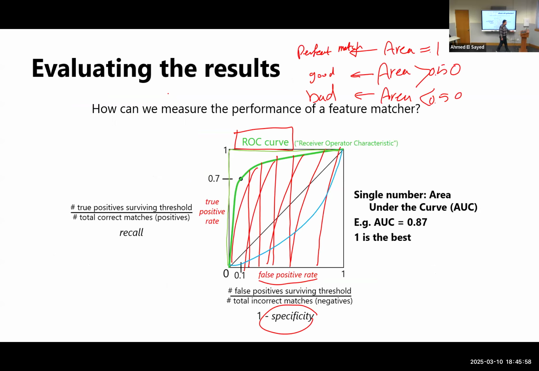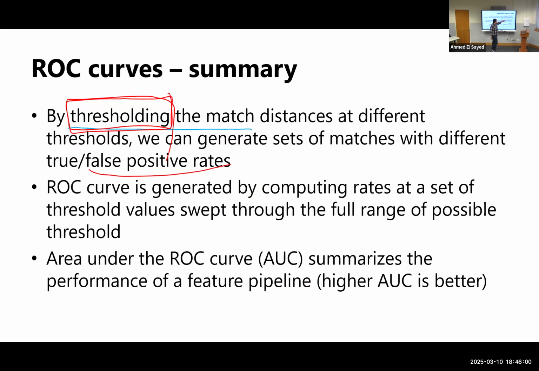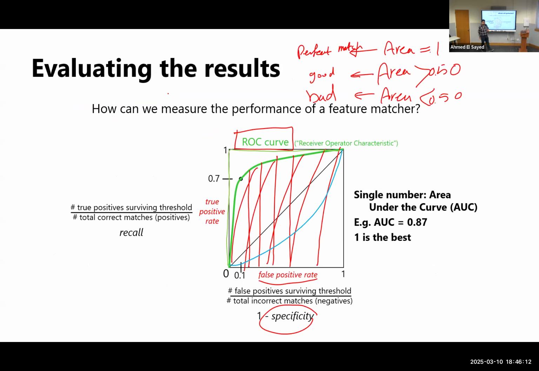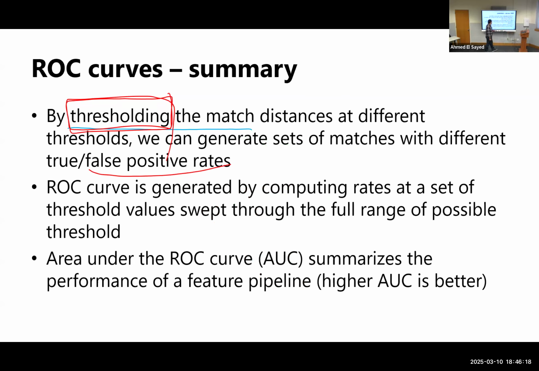Then change the threshold again, calculate the rate again, change again, calculate again, change again, calculate again, until you fill the whole entire curve. Okay? So the ROC curve will be generated for a set of threshold values, not for one, multiple. I'll change them, then calculate all the false positive rates and true positive rates.